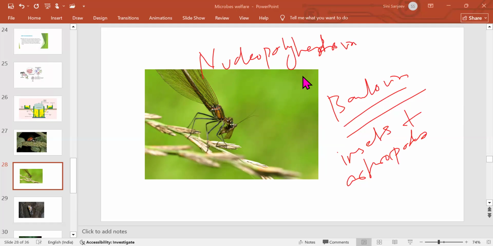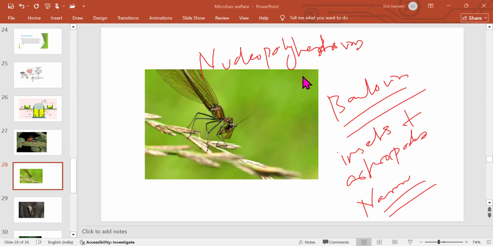Baculovirus is a kind of virus which attacks the larval stage. It causes infection at the larval stage only, and it's a narrow spectrum solution. So what are baculoviruses? They are basically for insects and arthropods, and come under the genus nucleopolyhedrovirus.